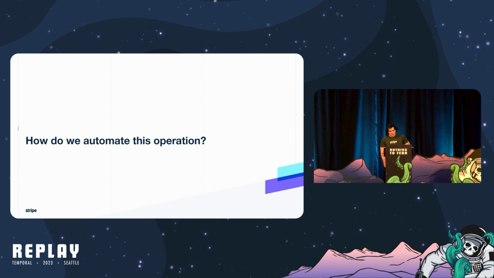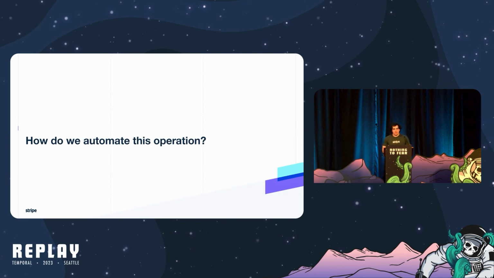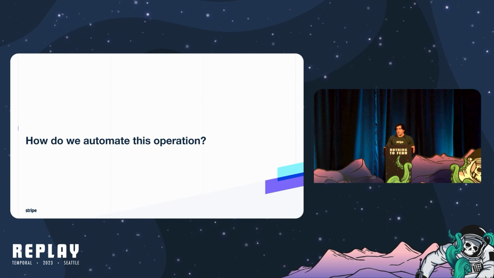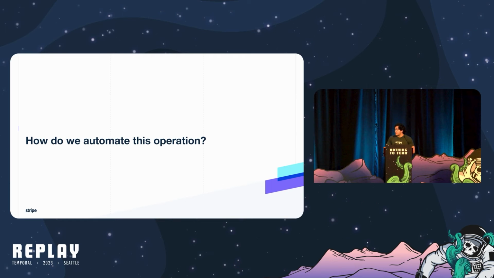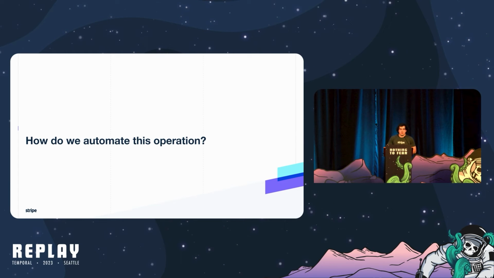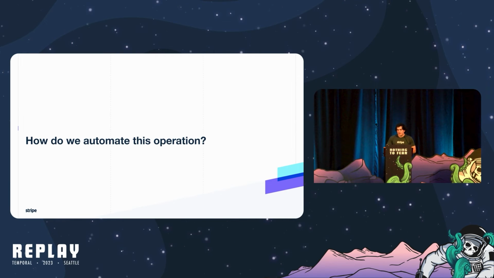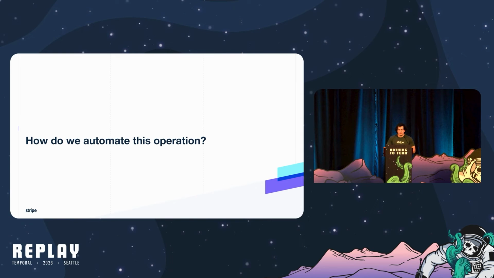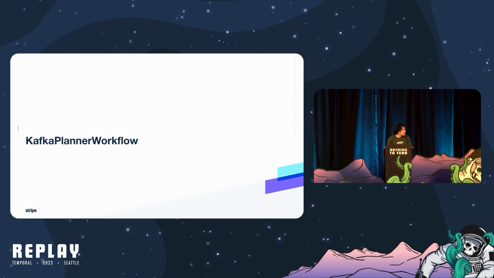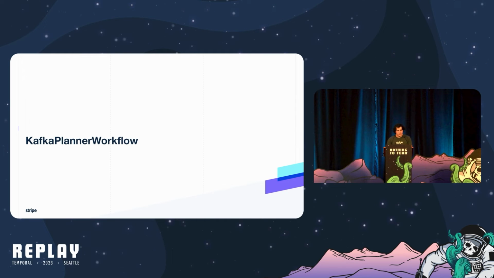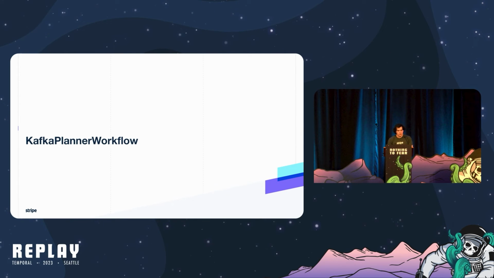So the next question becomes: we have this workflow in place that we can use for replacing brokers, but how can we automate this process? Because as you can imagine, with hundreds of brokers, we don't want to be doing this manually every single time. So what we do is we use the Kafka Planner workflow.